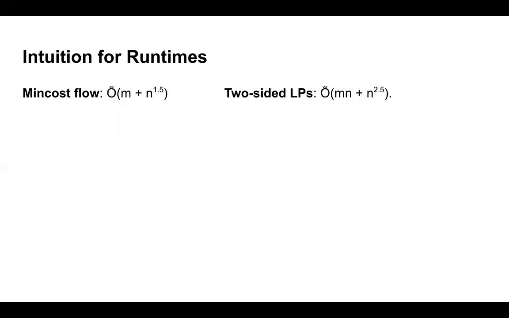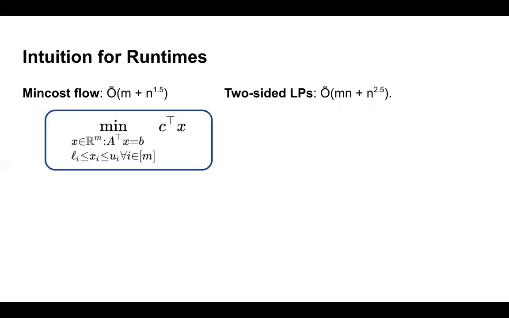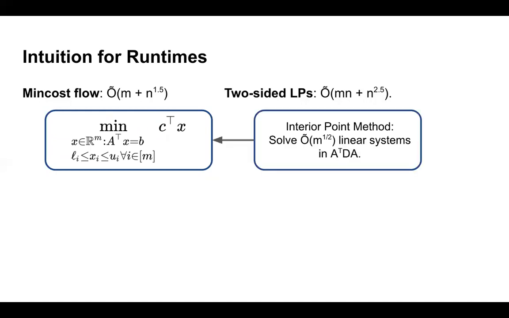At this point, I wanted to give some intuition for where these runtimes actually come from. I'm going to focus on the min cost flow case because graphs are easier to reason about in some way. To solve linear programs or the min cost flow problem, a powerful tool is the interior point method, which reduces these problems to solving a sequence of square root m linear systems in A transpose DA, where A is the constraint matrix.